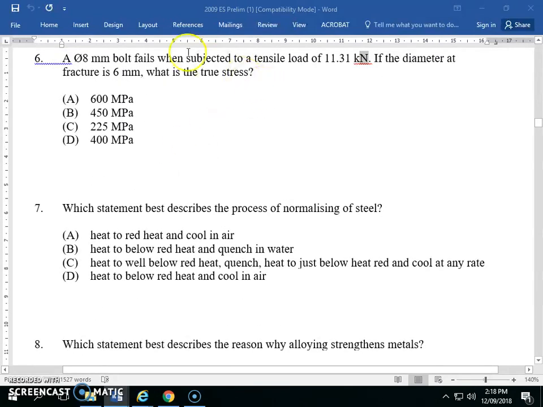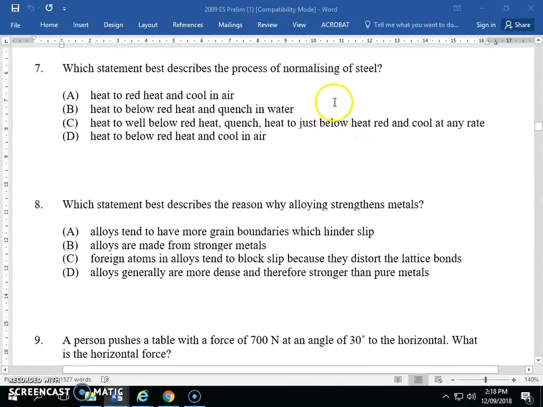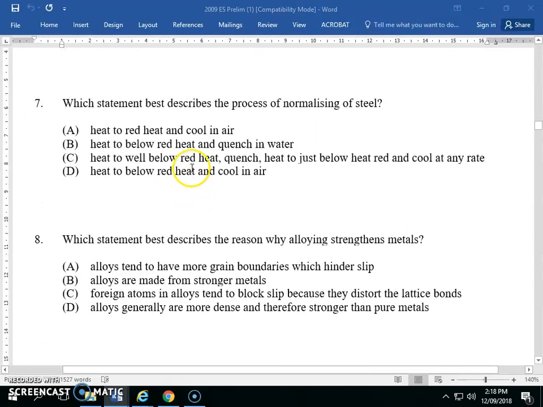Force over area, yep, but just make sure you use the right units so that you get a sensible answer. Okay, very, very likely question. What is the process of normalizing steel? Good question, right? You should know what all of these are, right?